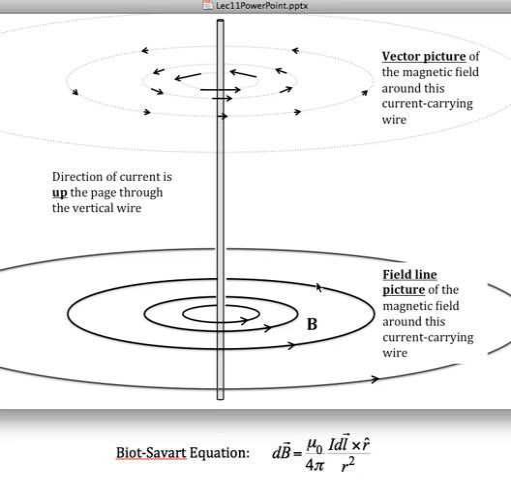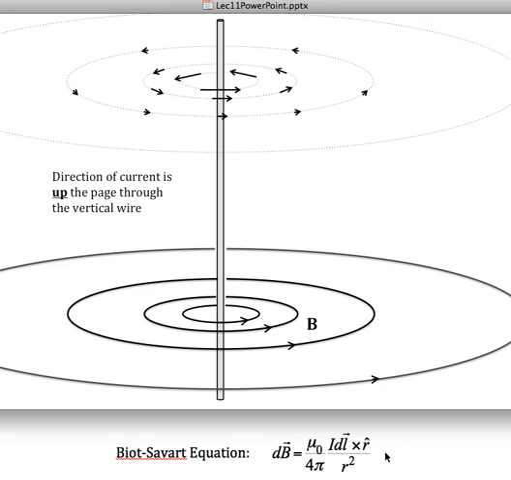I can do a field line picture where I don't draw the vectors, but I connect them up, and this field line shows the direction of the magnetic field vector at any particular point. The density of the field lines, how close they are together, tells me about the strength of the magnetic field. So they're closer together near the wire, and as you get farther from the wire, they're farther apart. Now we have an equation that tells us how to calculate the magnetic field given this current. It's called the Biot-Savart equation.